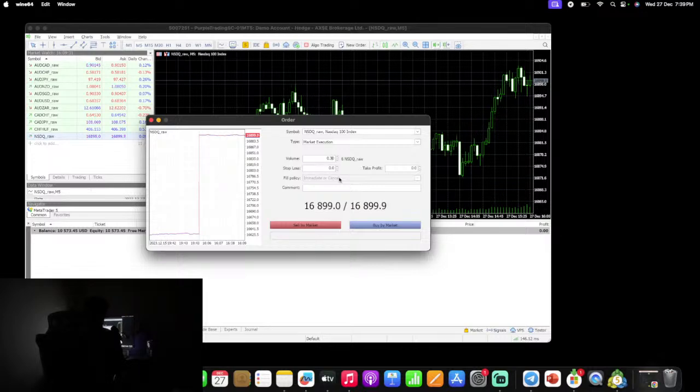Yes, brother, yesterday's trade hit the target. We got 2.2%. We are now almost $180 short to clear the first phase of this funded challenge. 750 is the target we have to achieve, and current balance you can see here 573.